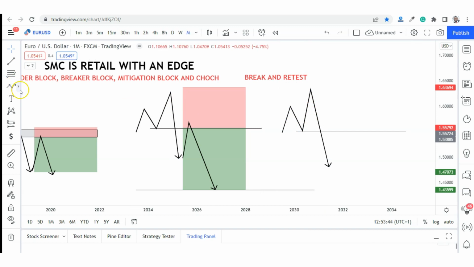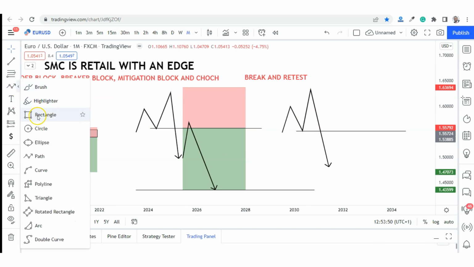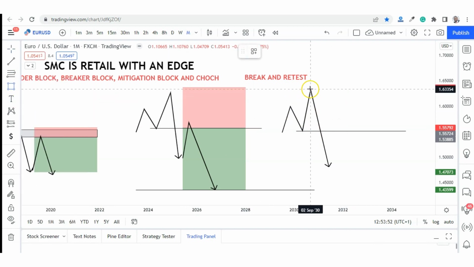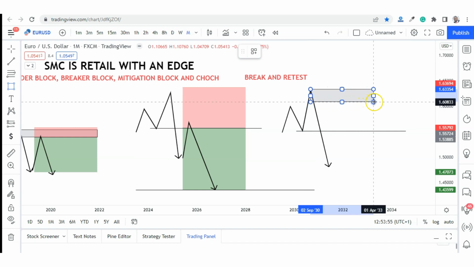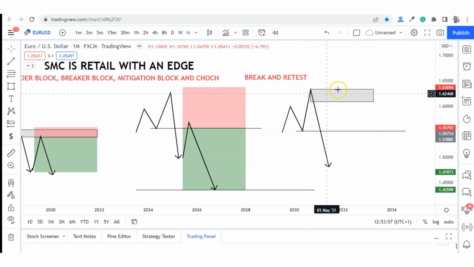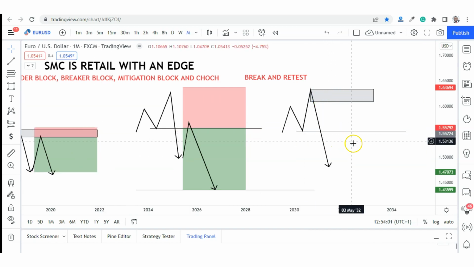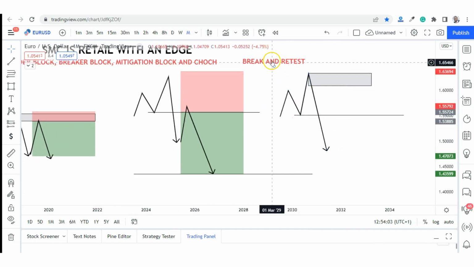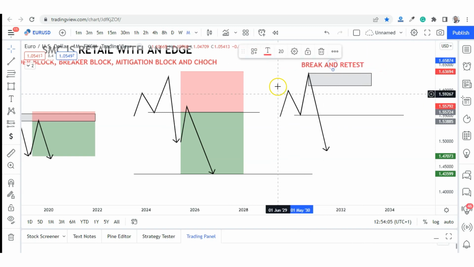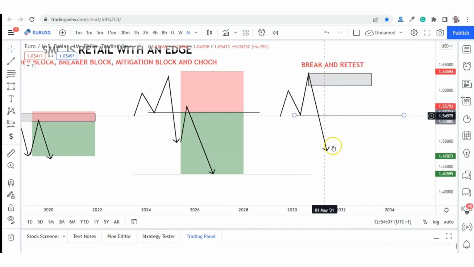But what we smart money traders do is we refine it. We refine the order block to probably the last one. You do this because you want a better risk to reward, just as with the breaker block. But the retail trader sees this as also a break and retest. This low has been broken, a break and retest.